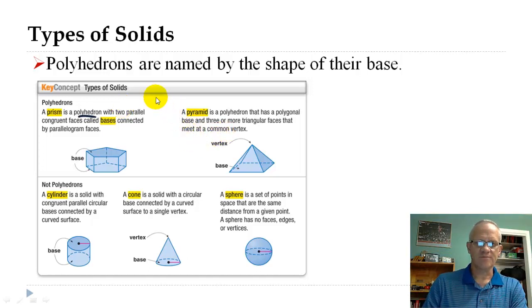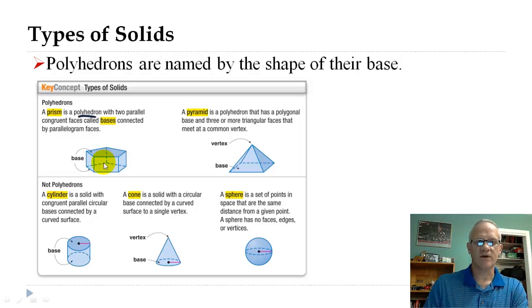And then they're connected by parallelograms, in this case rectangles of some sort. The top and the bottom are called bases. So the bases are the two sides that are exactly the same in a prism. And remember what I just said a second ago, they're named by the shape of their base. So in this situation, there's 1, 2, 3, 4, 5 sides to that base, so that would be considered a pentagon. And so what we would call this particular prism is a pentagonal prism.